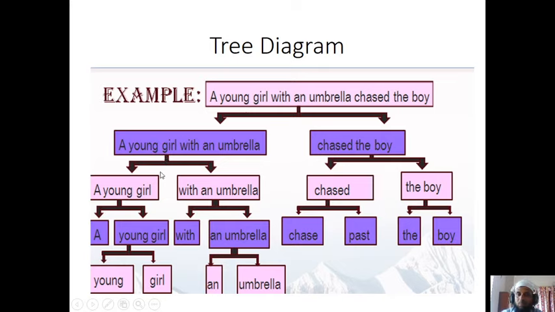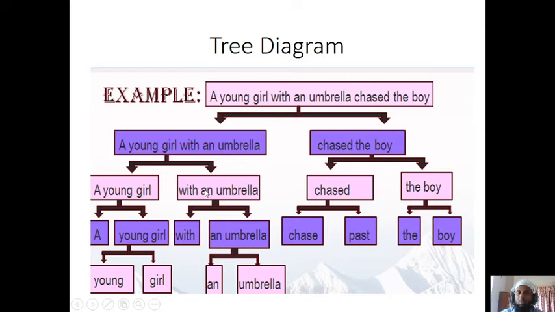So at nodes, the branches are divided, or a number of branches join together at the point of a node. A young girl with an umbrella is divided into two parts, a young girl and with an umbrella, because they also have some kind of grammatical labeling. With an umbrella is a prepositional phrase, or functionally an adverbial phrase. Then a young girl is again divided into a determiner, article, and the noun phrase, and the noun phrase is again divided into its pre-modifier, adjective, and girl.